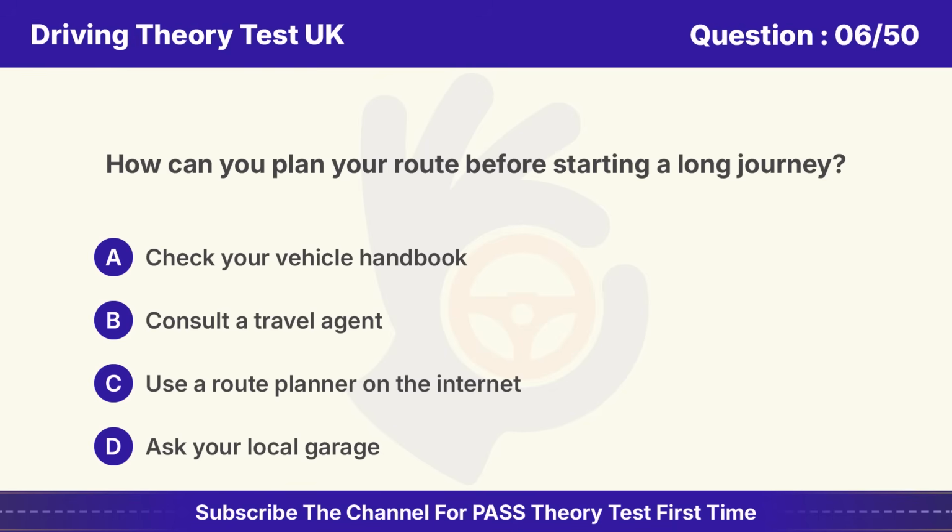Question 6. How can you plan your route before starting a long journey? Option A. Check your vehicle handbook. B. Consult a travel agent. C. Use a route planner on the internet. D. Ask your local garage. Answer is C. Use a route planner on the internet.